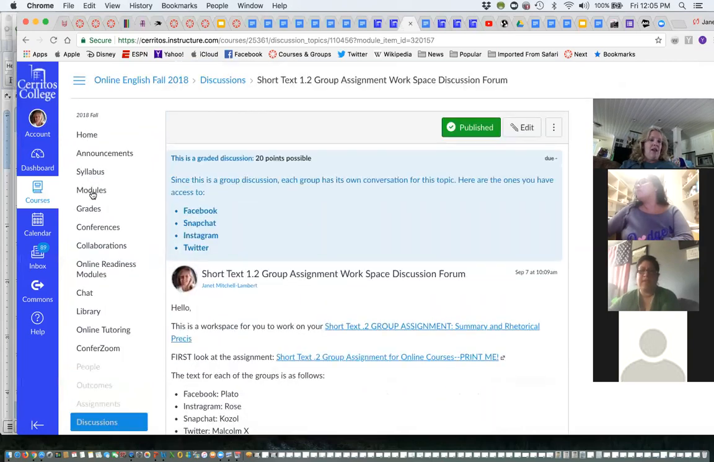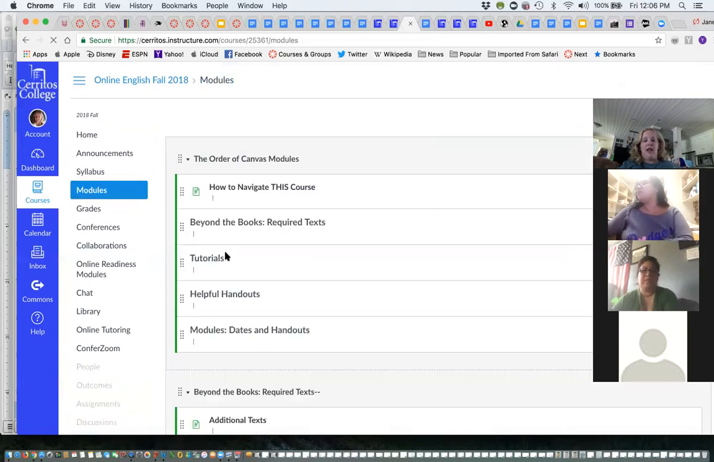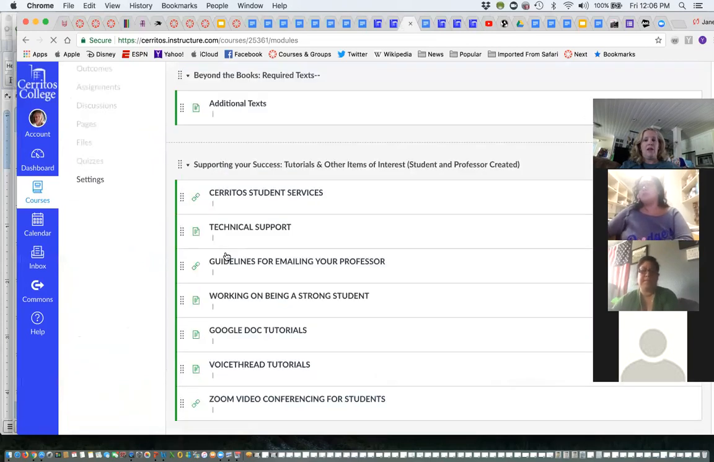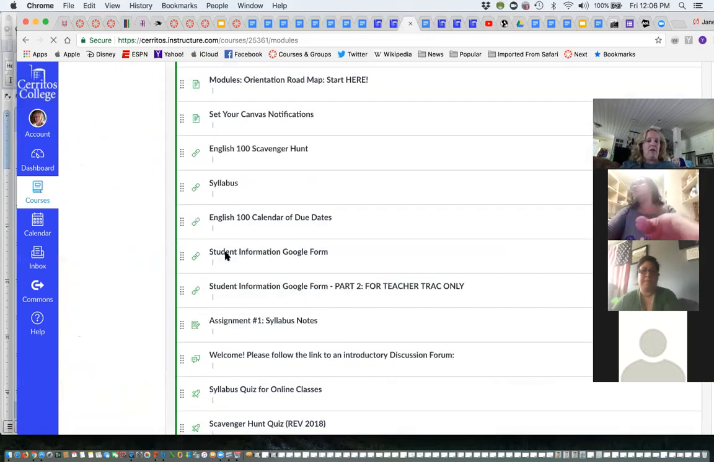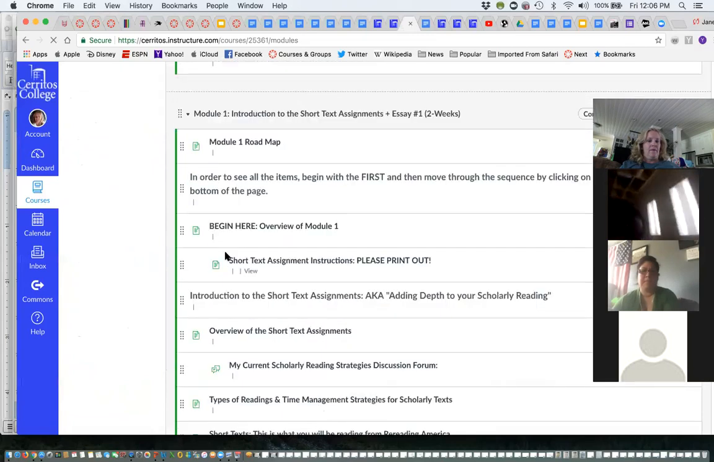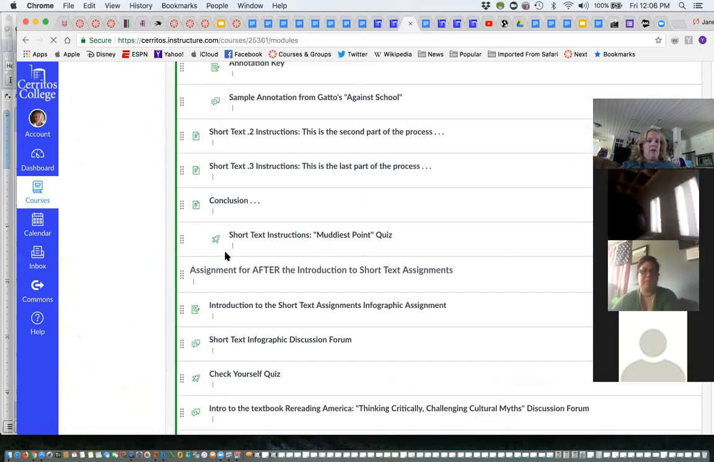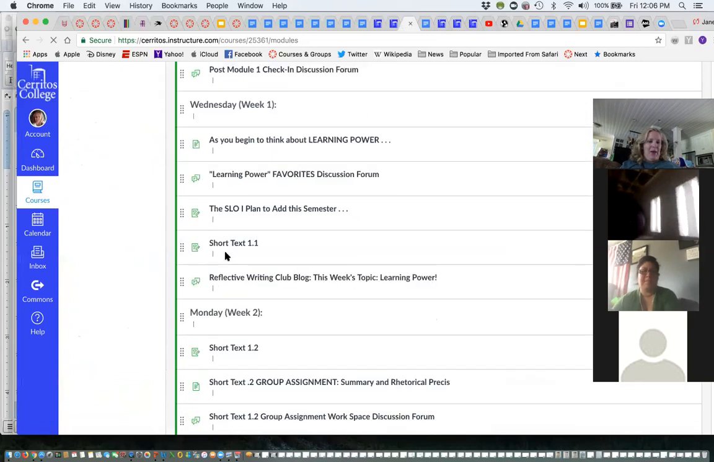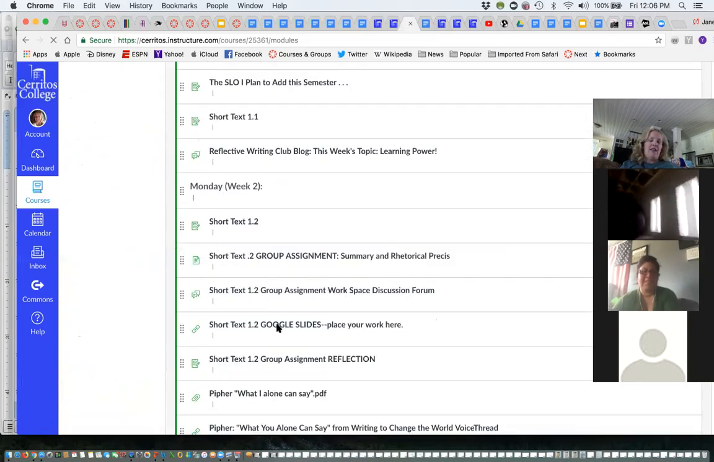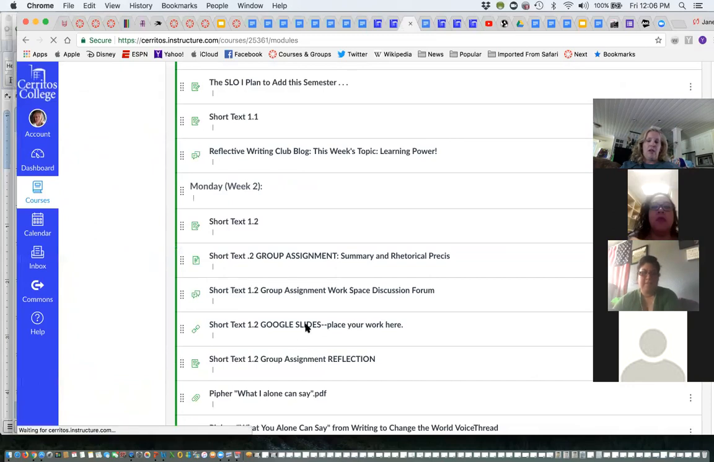Now I'm going to go to the next part, because this is the Google Slides. I'm going to show you where it is, and then I'm going to open it up on a separate tab here. Everything's slower on Zoom. Okay, so the Google Slides is right here. This is where you're going to place your summary and rhetorical précis. I have it open here.